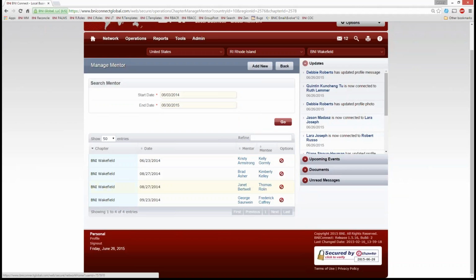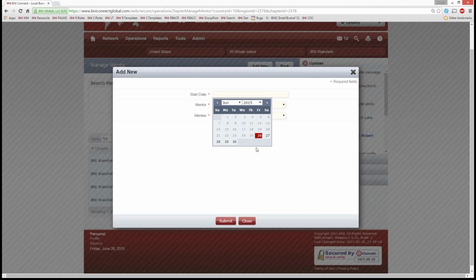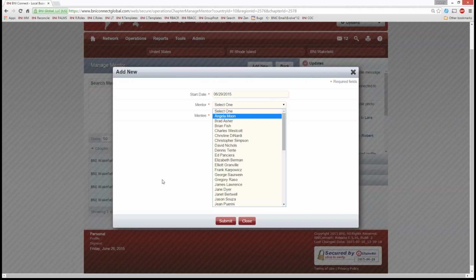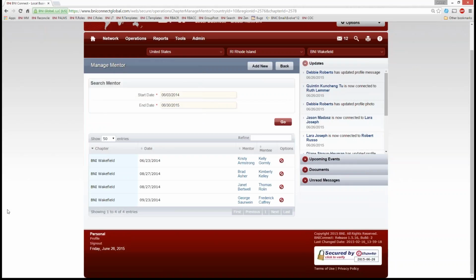And then if I need to pair somebody else up, I can add somebody, choose a start date. This is essentially when the emails will start going out. Now, I may want the emails to go out on Mondays instead of Fridays so people don't ignore them for the weekend. And I choose a mentor and a mentee. Once I click submit, they will start getting the weekly emails. I'm not going to do that right here at the moment, but that is how you assign a mentor and a mentee.